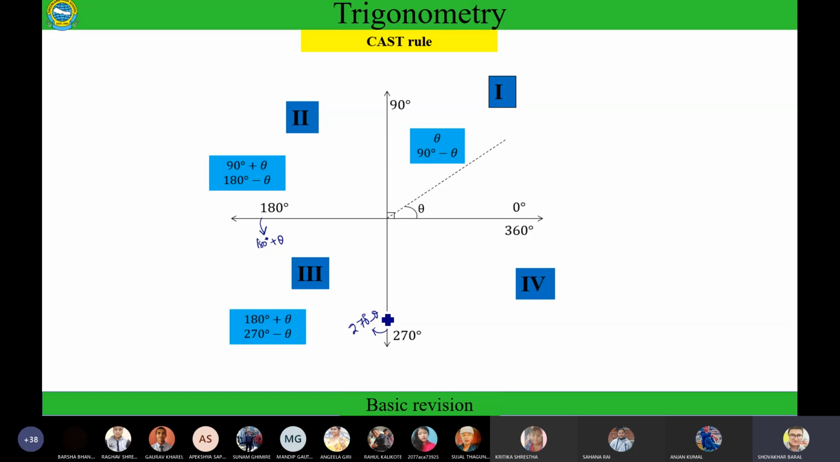Can you tell me the angles of the fourth quadrant in a similar manner? Can anyone tell me the angles in the fourth quadrant? 270 plus theta, and 360 minus theta. Very good. So 270 degree plus theta and 360 degree minus theta. These angles will be in the fourth quadrant.